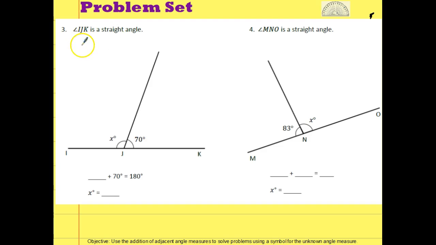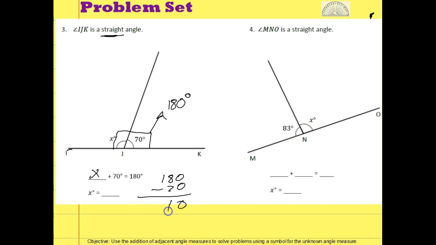Okay, now this says that IJK is a straight angle. And a straight angle, the angle is here, but this whole angle is 180, right? 180. Oh, that was too sloppy. The full straight angle of the straight line is 180. So now we have x plus 70 equals 180. We take 180 minus 70, and we have, I'm sorry, 110 degrees. 110 degrees.